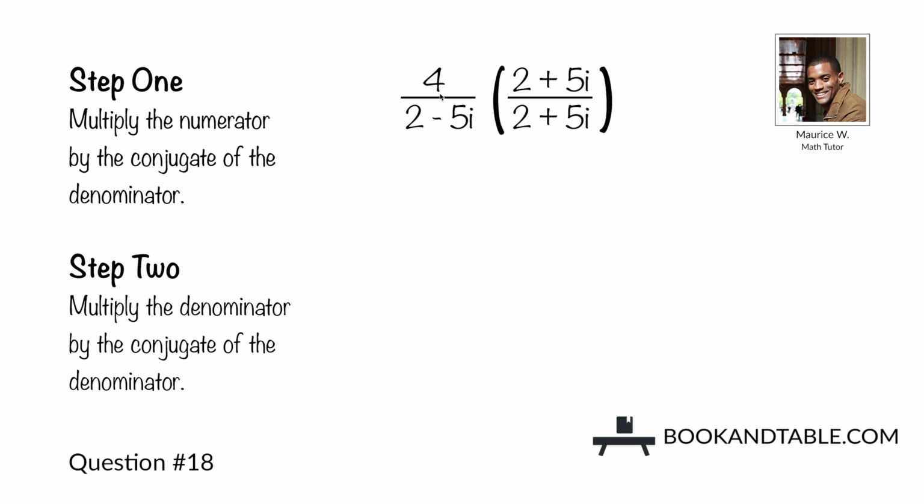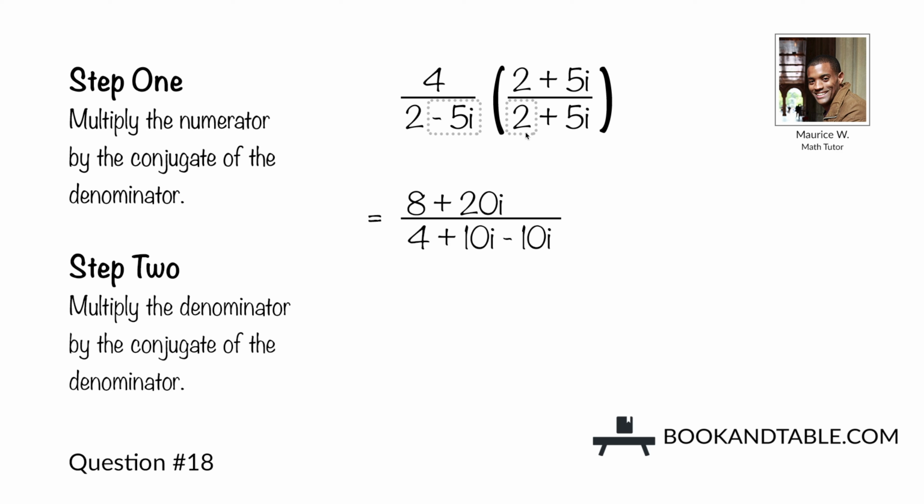When we multiply the numerator by the conjugate, we get 4 times 2, which gives us 8. 4 times 5i gives us 20i. So in the numerator, we have 8 plus 20i now. And now we multiply the denominator by the conjugate, giving us 2 times 2, which is 4. 2 times 5i is equal to 10i.